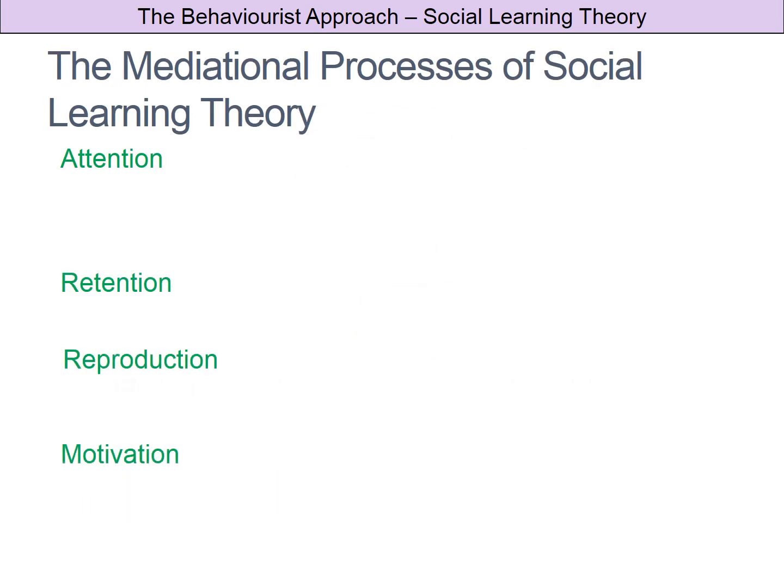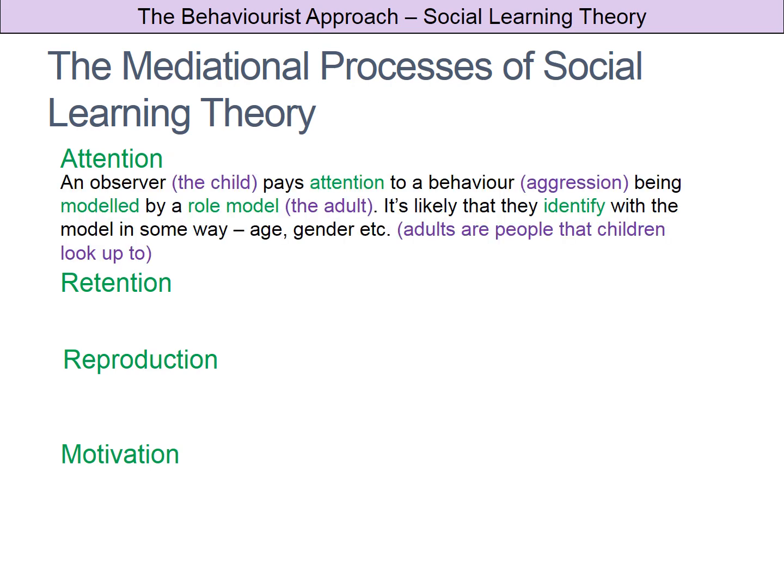If we link this back then to our mediational processes, so the child was the observer. They were paying attention to the behaviour that the role models, the adults, were performing. So in this case it was aggression, and because they were young children and the role models were adults, it's quite likely that they identified with them, they looked up to them in some way.